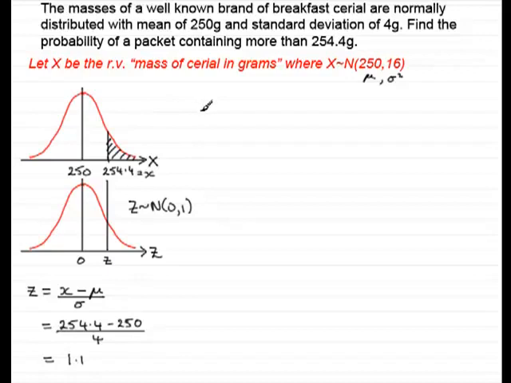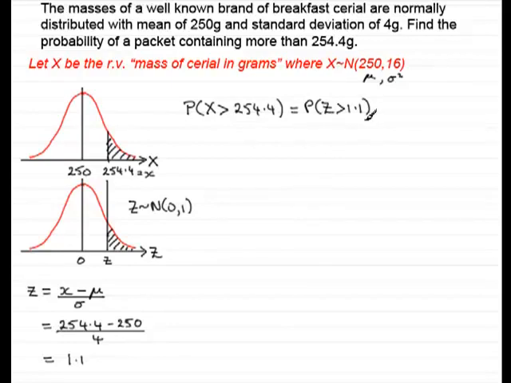So what we need to do now is work out the probability that X, that is the mass of the cereal, is more than 254.4 grams. And that is represented by this area here, which is exactly the same as this area here. So it would be the same as working out the probability that Z is more than 1.1 standard deviations above the mean.